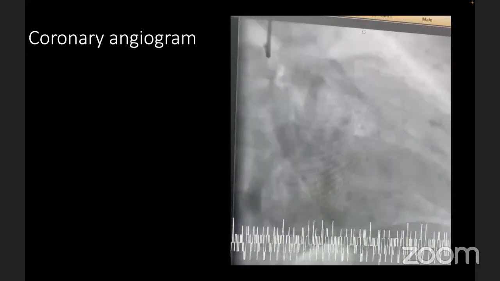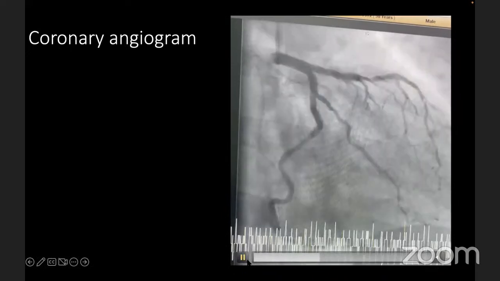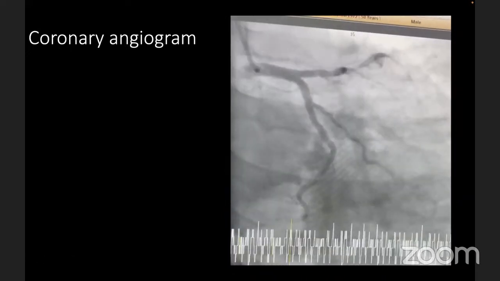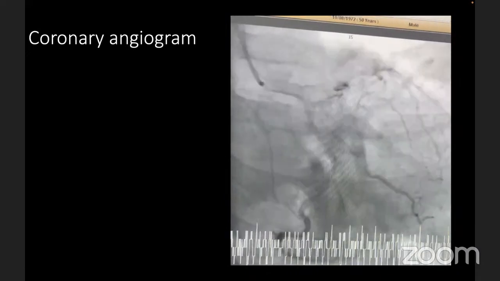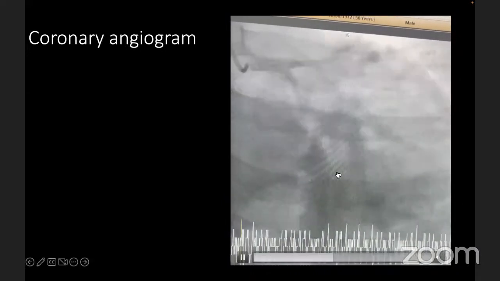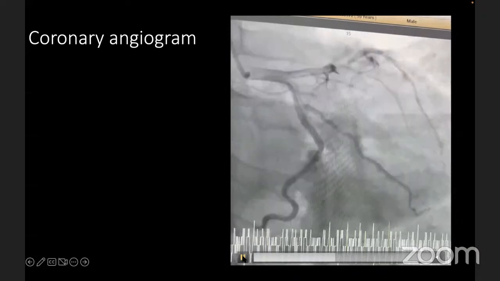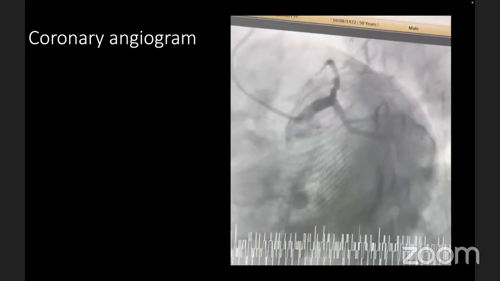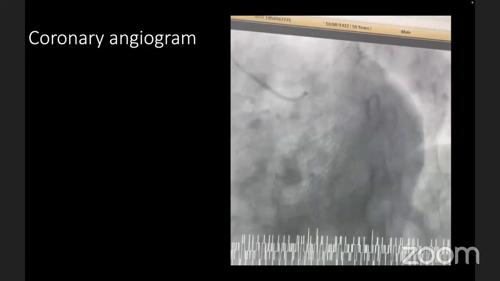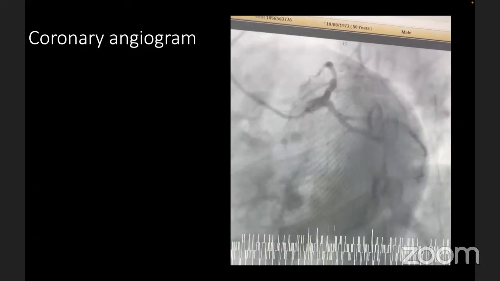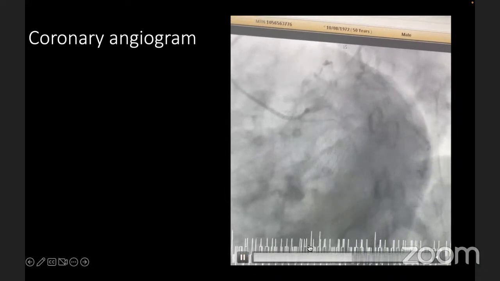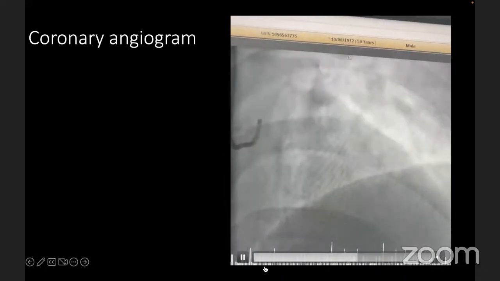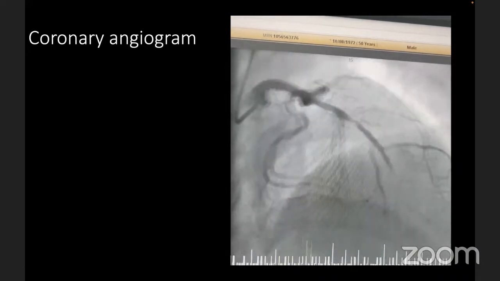The circ looks patent for me with no significant lesions. The left main also doesn't seem to have any significant lesions, and in the LAD there is a proximal significant lesion in this view, but I need to see. This is the spider view, also showing me that the left main and the ostial circ and LAD are patent. But there is also a proximal LAD lesion.